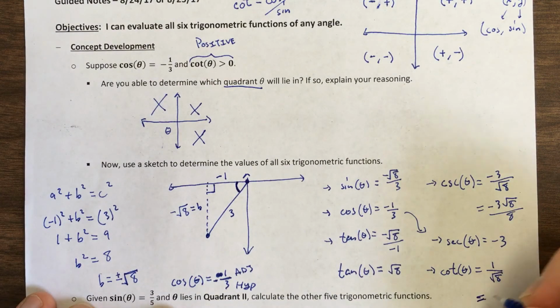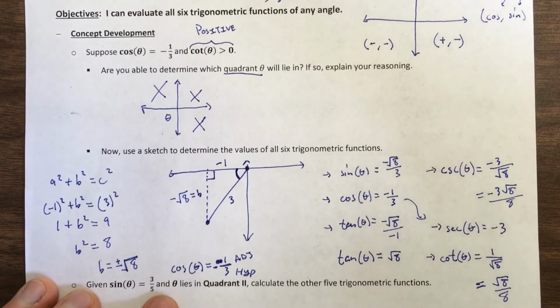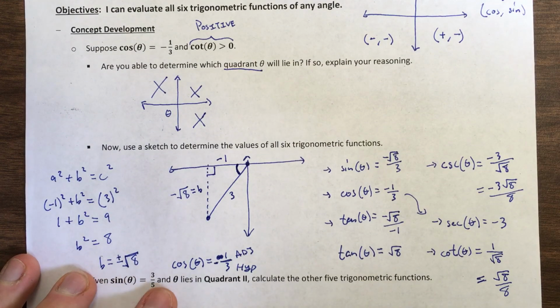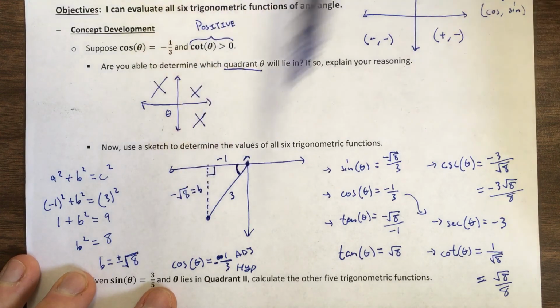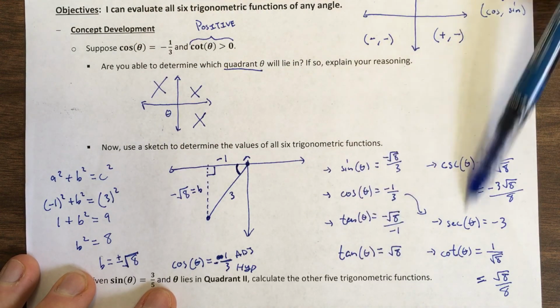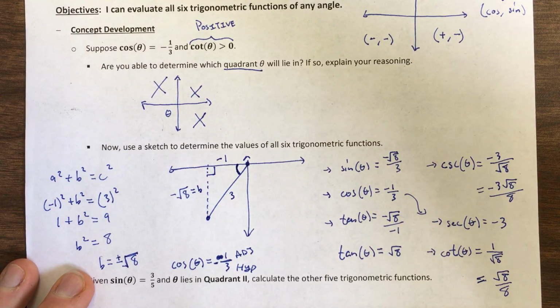So that means that if we were to rationalize here, you would have square root of 8 over 8. So those would be your 6 trig functions based off of the conditions here, getting all three sides, and actually solving for 6 trig functions. In the next video, we'll do one more example, and then I'll explain the review.